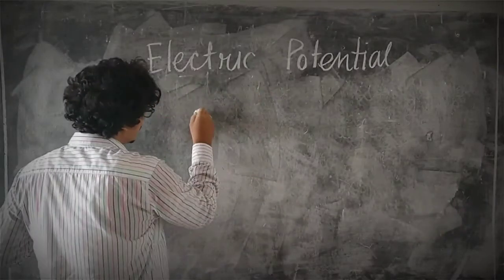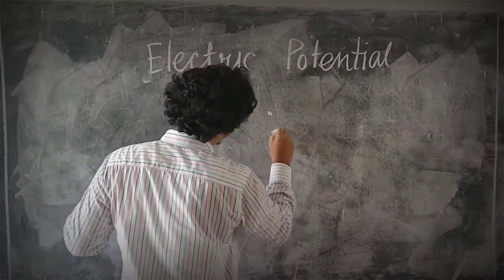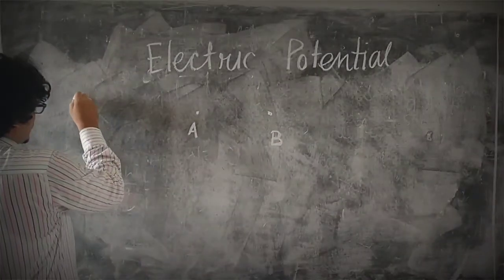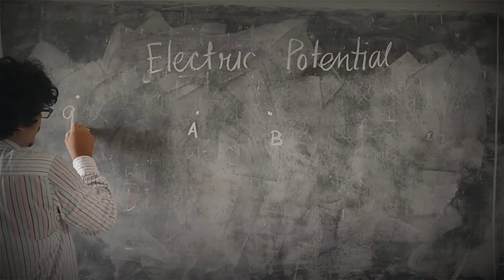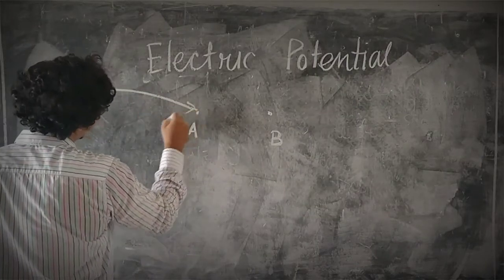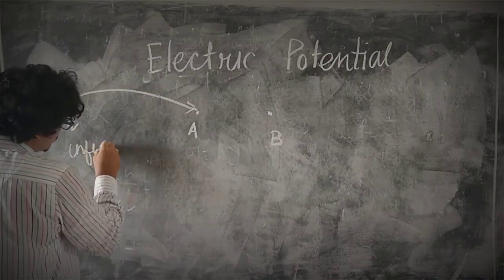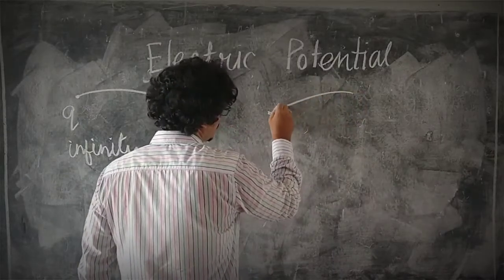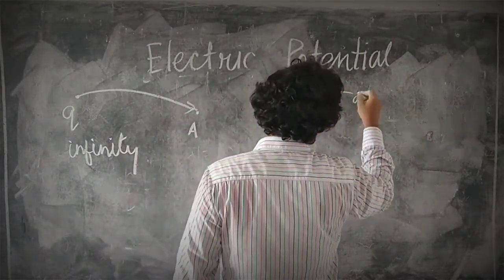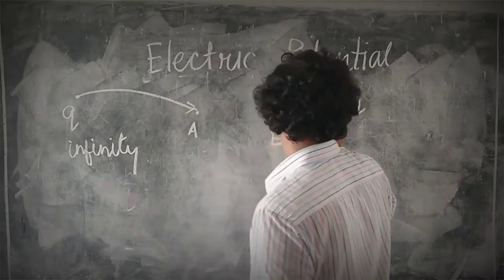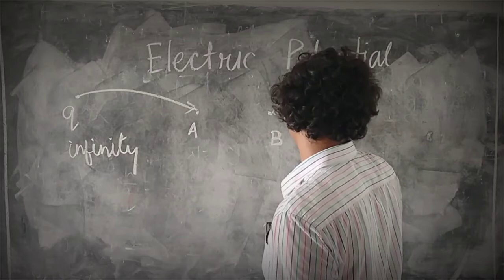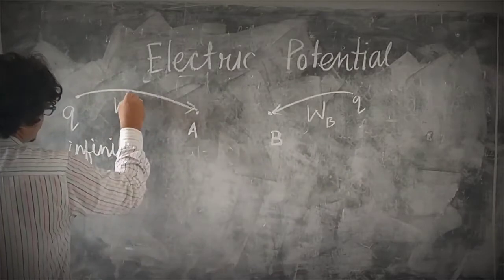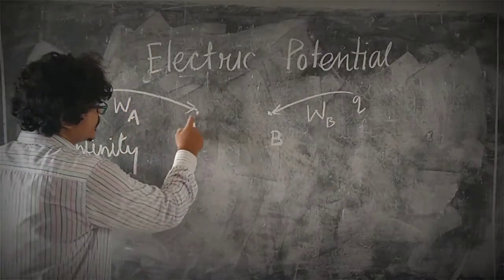Now let us take 2 points A and B. Now I am bringing one point charge from infinity to point A. This is at infinity, and I am bringing a unit positive charge from infinity to B. So I have to do some work. Let us say this is WB and this is WA. Then what is the potential difference between A and B?